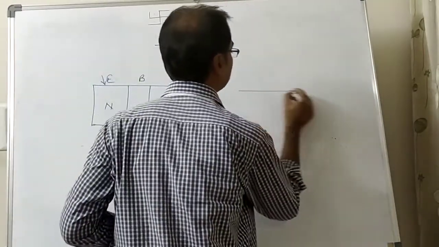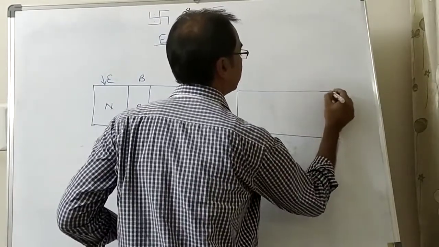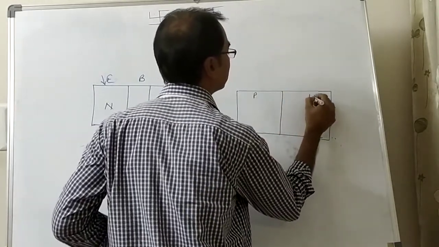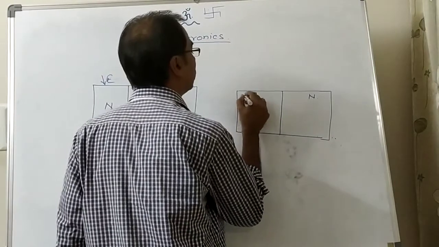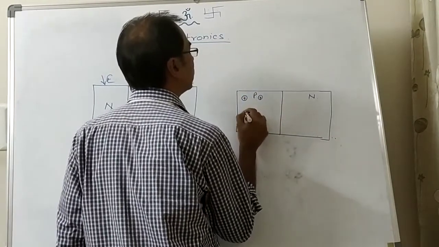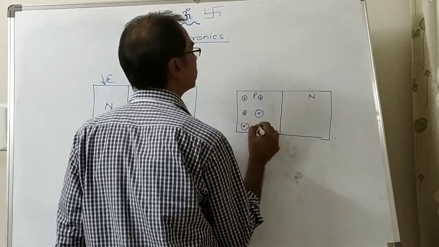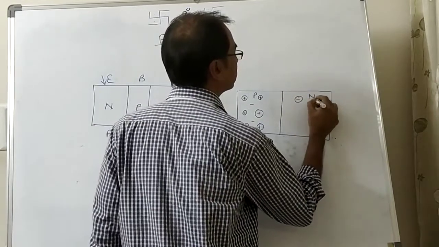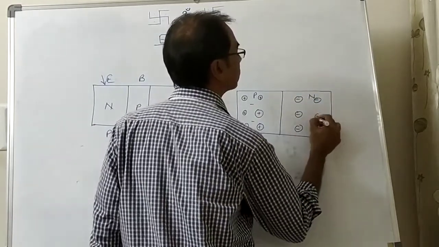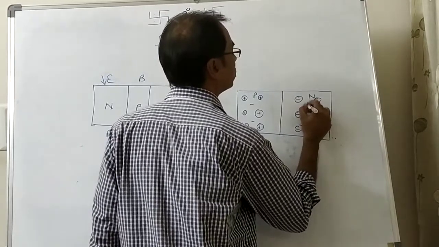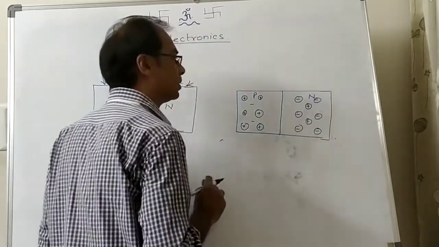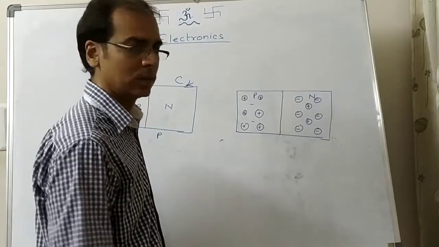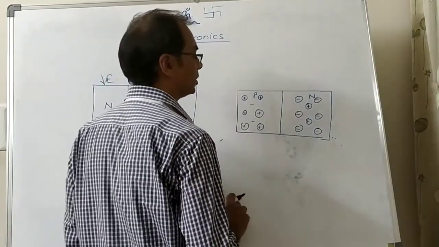If there is P type semiconductor and N type semiconductor, this is P and this is N. Here there will be more holes, and here more electrons, and there are some holes also in that. So what happens? Because the majority charge carrier here is positive, a potential difference is created, right? Because of that potential difference, what happens?